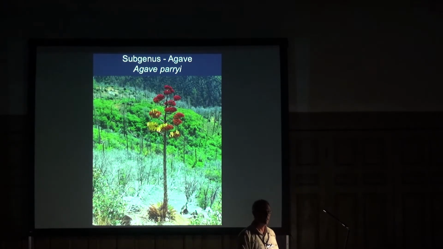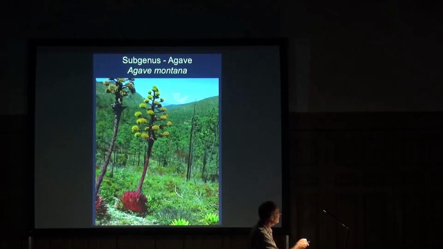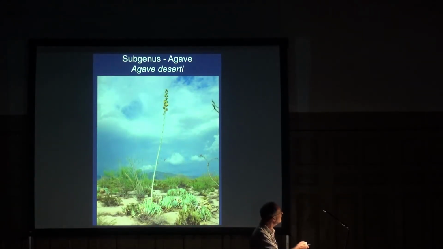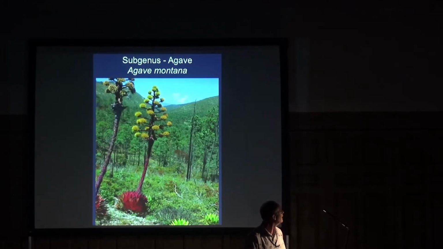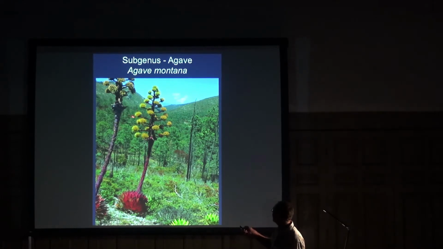Another example for the subgenus Agave is Agave parryi. This is up on Mount Lemmon outside of my hometown, and you can see the side branches here with all the flowers clustered at the ends of the side branches. Agave deserti. It doesn't look like it's got side branches, but if you look closely, you'll see that there are clusters or umbels of flowers clustered at the ends of these very short side branches. Agave montana is another good example of the subgenus Agave. We've got the flowers, again, clustered at the ends of the side branches.